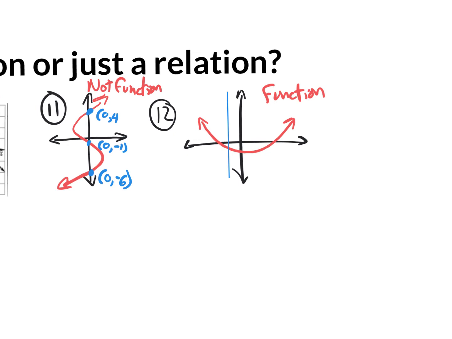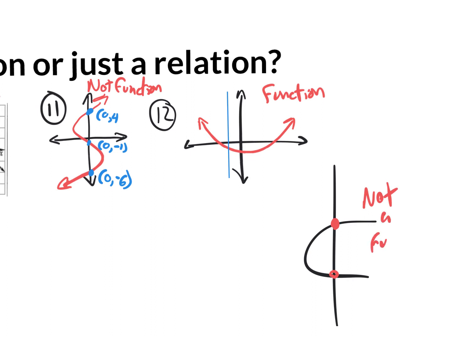Okay. So just remember, if any graph crosses a vertical line at more than one spot, then it's not a function. Not a function. I hope you guys understand that. Good luck. Let's move on to the next question.